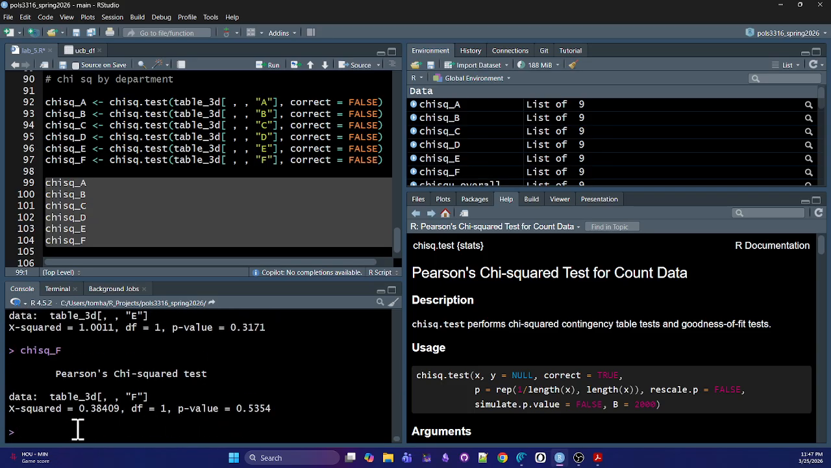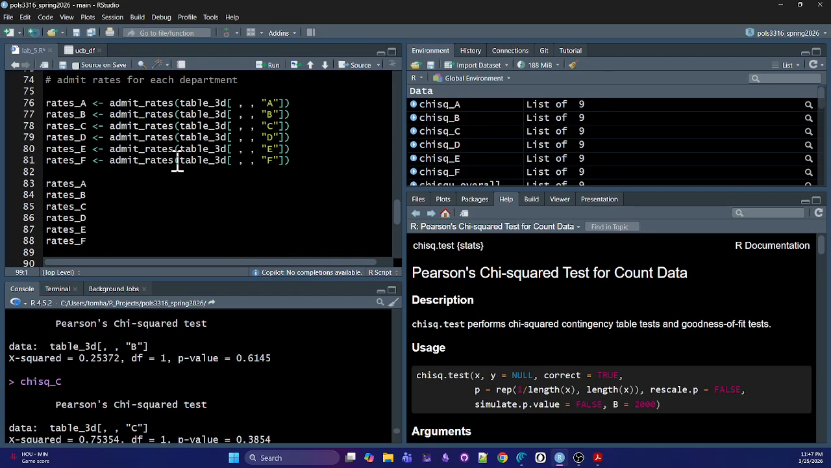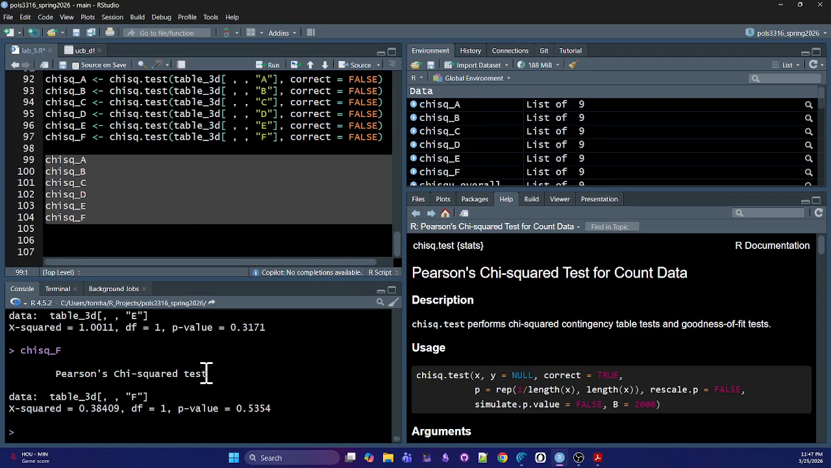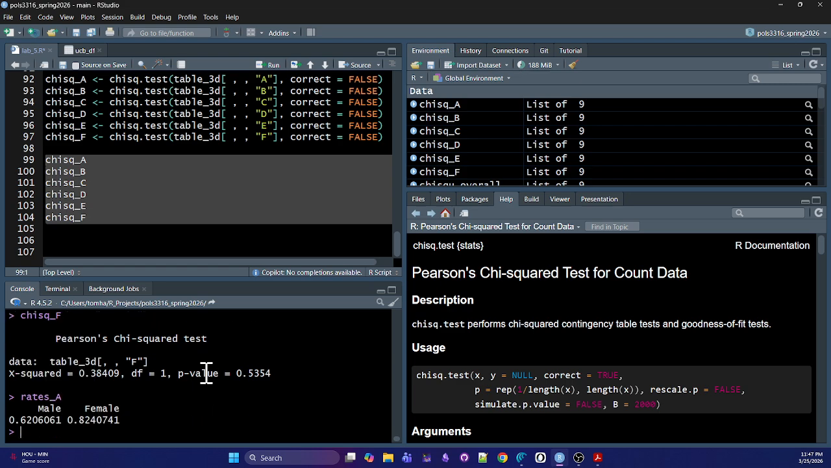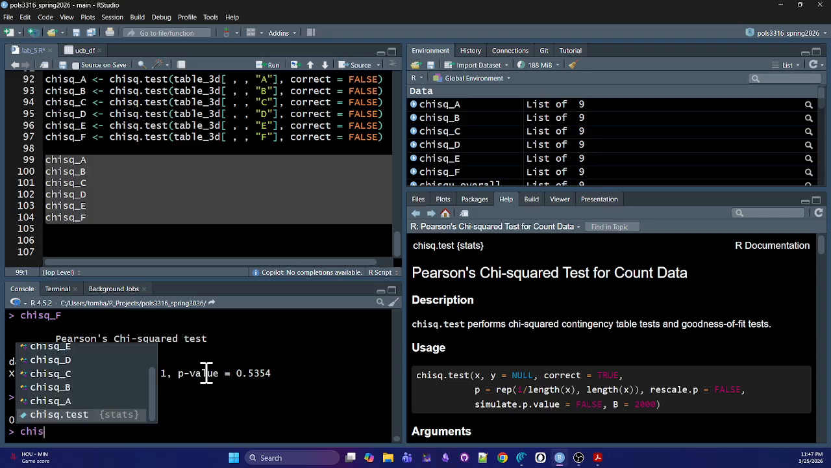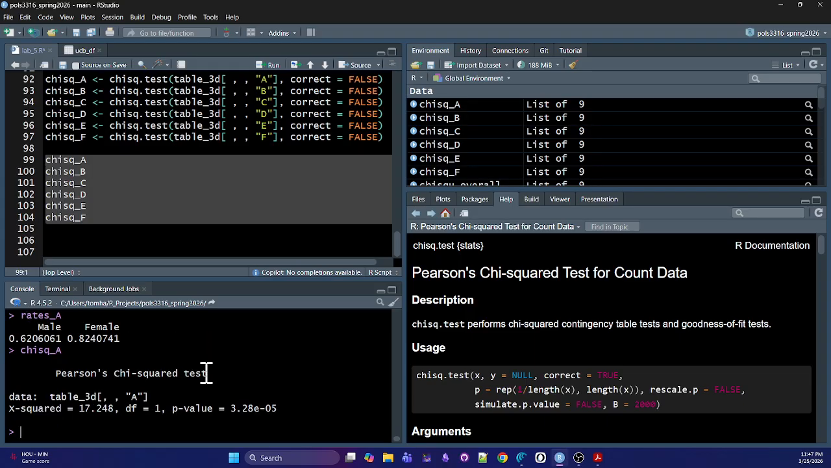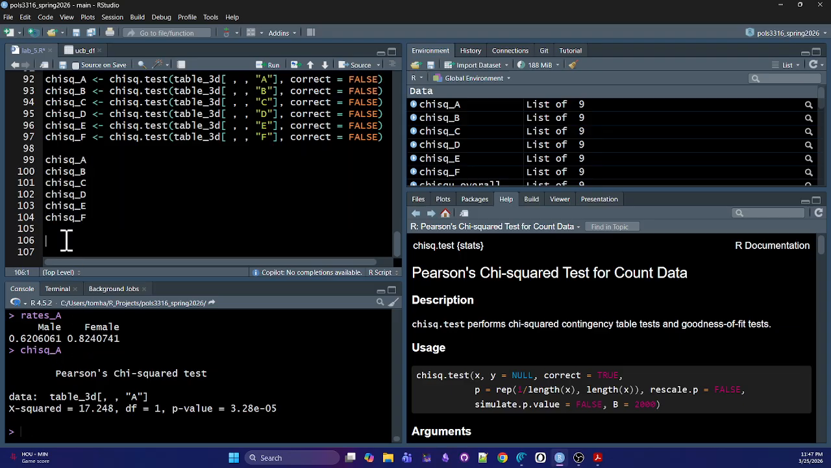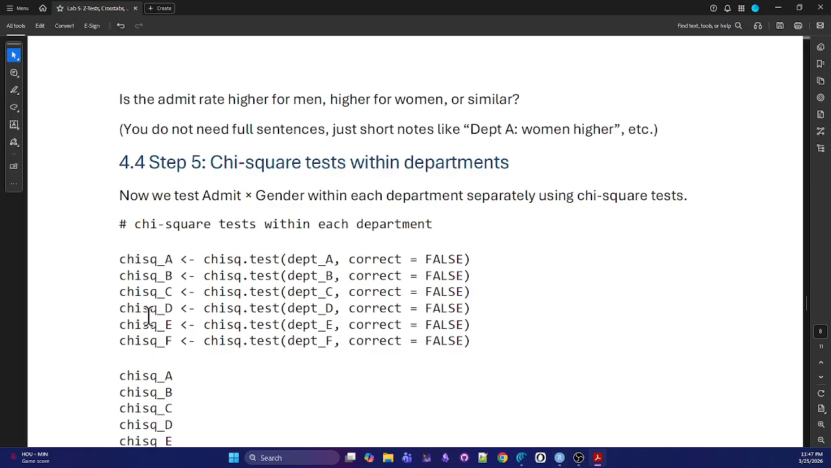Because if you remember, so I'm going to put the 2 things next to each other. Rates A and chi-square A. The only one where there's a significant difference is the one where women were admitted more often than men. So the overall shows men are admitted more often than women, but if we actually look department by department, the only case where there's a difference is the exact opposite direction.